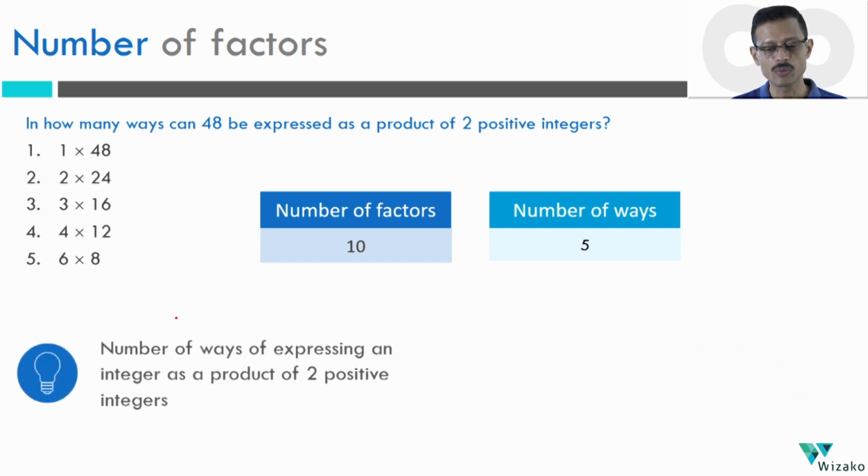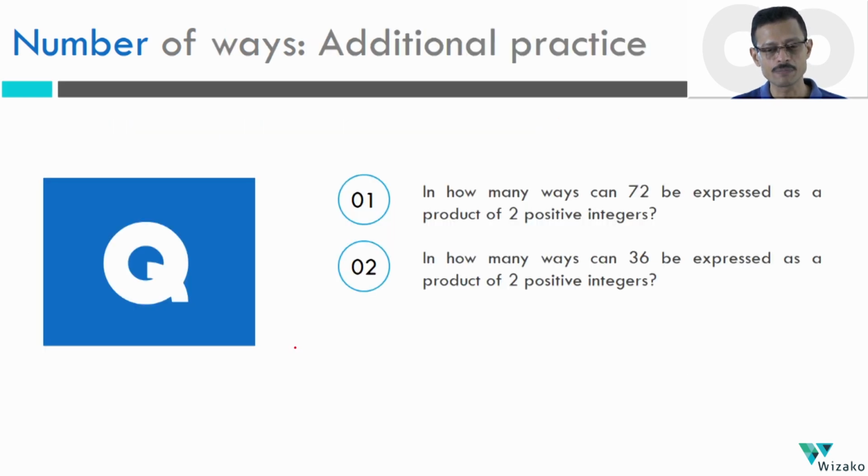So here is a formula. If you want a formula, the number of ways of expressing it as a product of two positive integers is the number of factors divided by 2. Let's look at a couple of examples to get some practice. In how many ways can we express 72 as a product of two numbers? In how many ways can we express 36 as a product of two numbers?